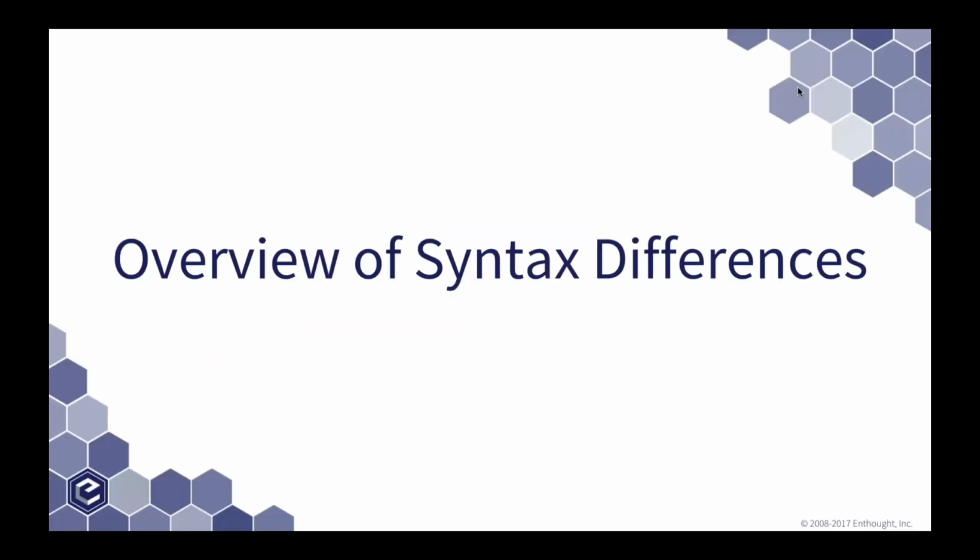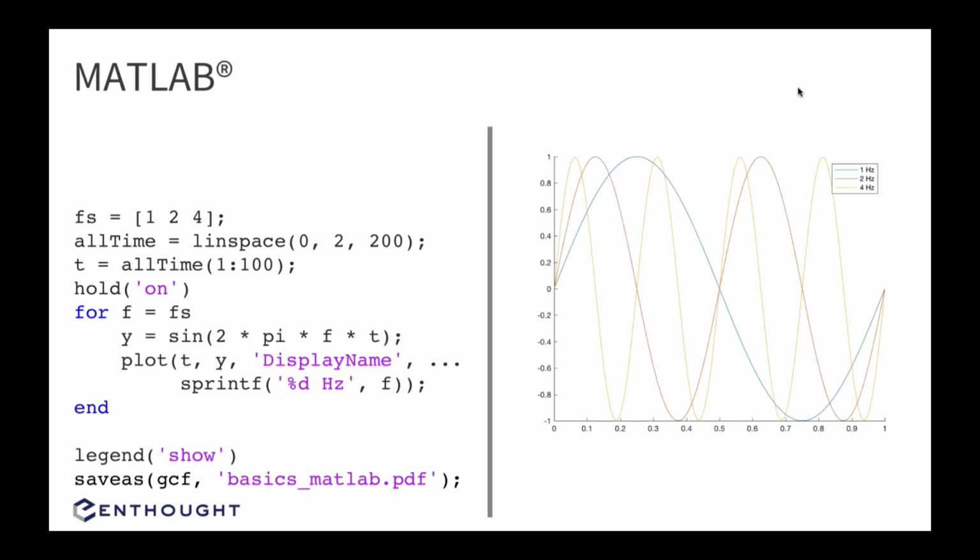So let's talk about some code now. In order to walk you through the differences between MATLAB and Python, I created this tiny script here that generates the figure on the right. So I'm plotting 3 sinusoids as a function of time.